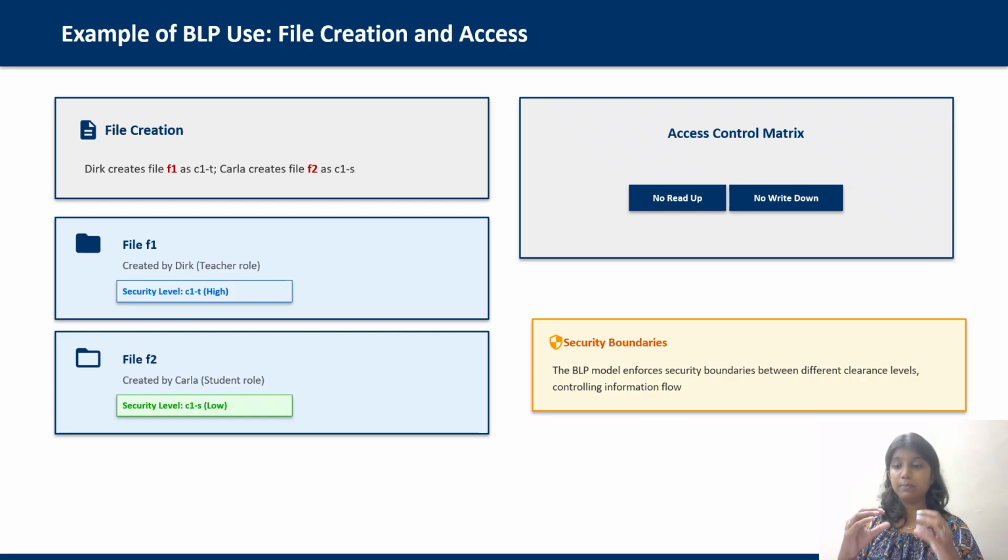The access control matrix is based upon no read up, no write down, the star property that we have already discussed before. File creation and access specifically uses the star property. Some files use the DS property and some files use the SS property. These are based on organizational criteria and requirements. Normally we use the star property for the access control matrix, which is also represented here in the PPT right now: no read up, no write down. So the security boundaries, the BLP model enforces these security boundaries between different clearance levels, controlling the information flow.